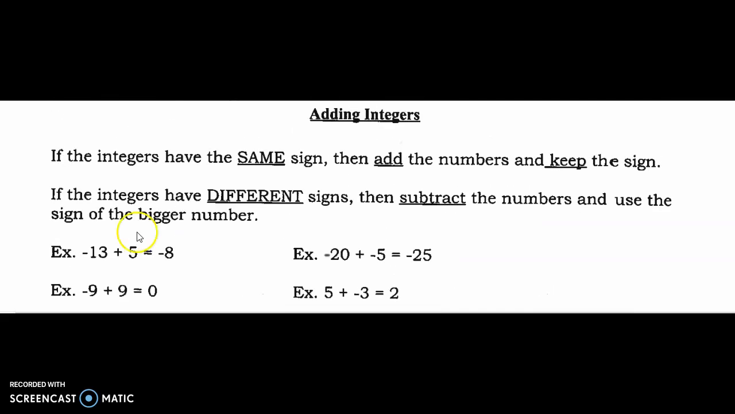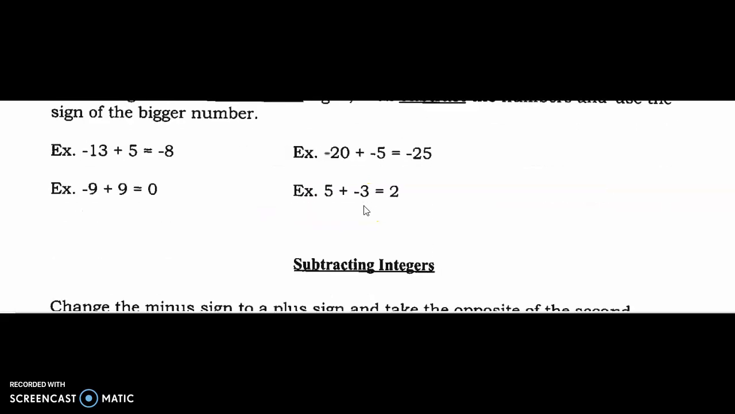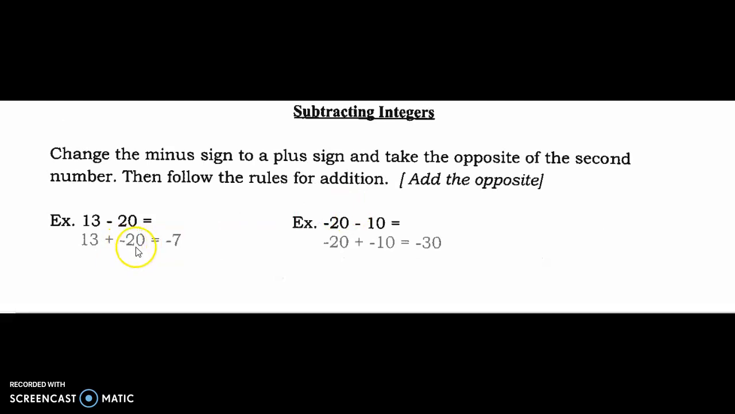When you have different signs, when the integers have different signs, then subtract the numbers and use the sign of the bigger number. So we're going to take 20 minus 13 and get 7. And our larger number is negative, so we have negative 7.